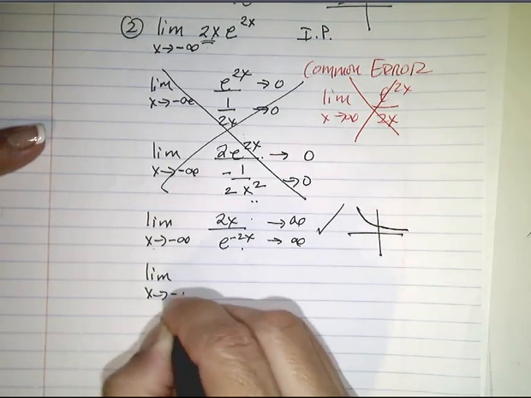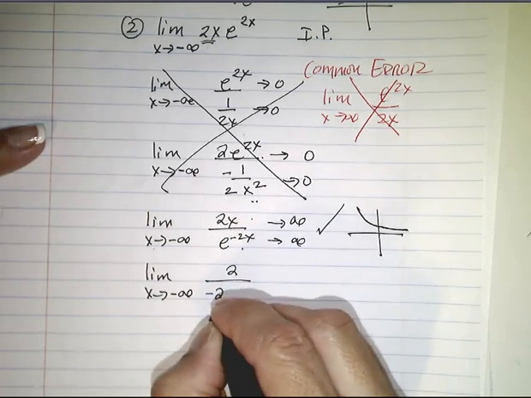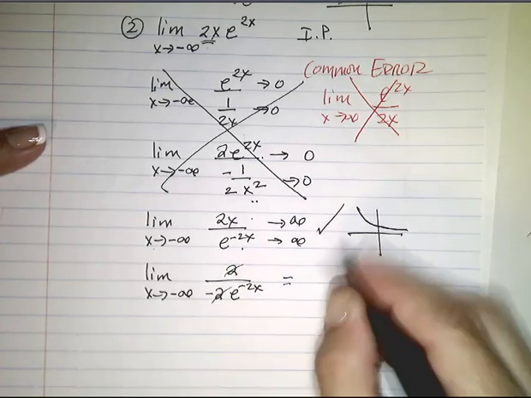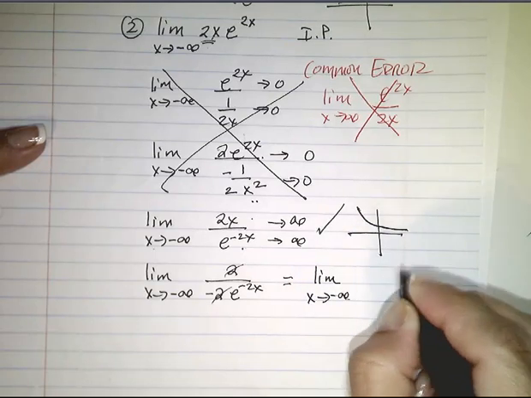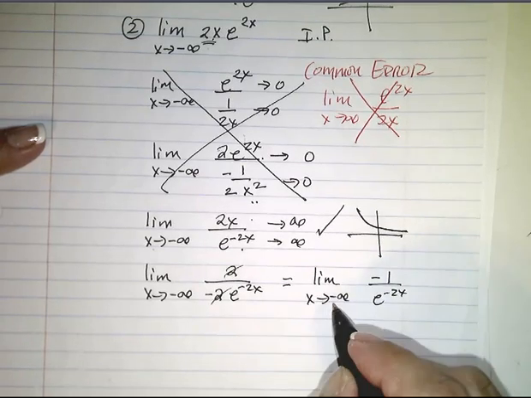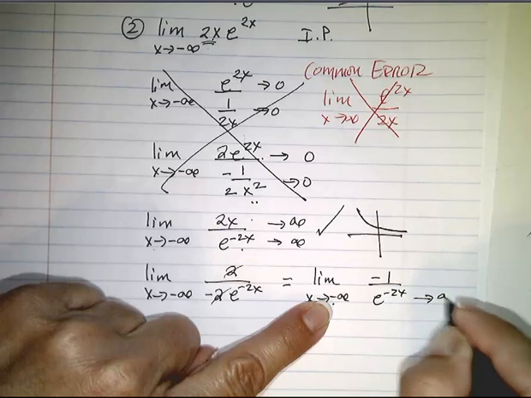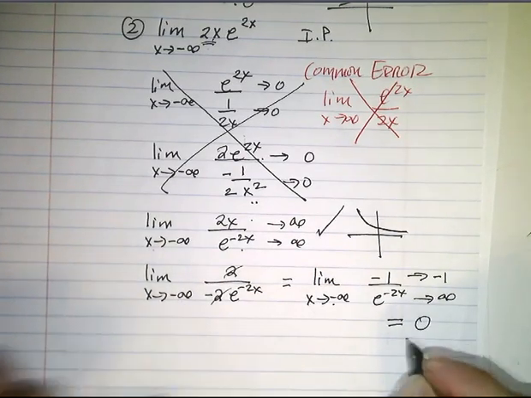As x goes to negative infinity, the top becomes 2, and the bottom becomes minus 2 e to the minus 2x. I see my 2's cancel, and I'm left with the limit as x goes to negative infinity of minus 1 over e to the minus 2x. We know that as x goes to negative infinity, e to the minus 2x goes to infinity. The top goes to negative 1. This whole thing goes to 0.